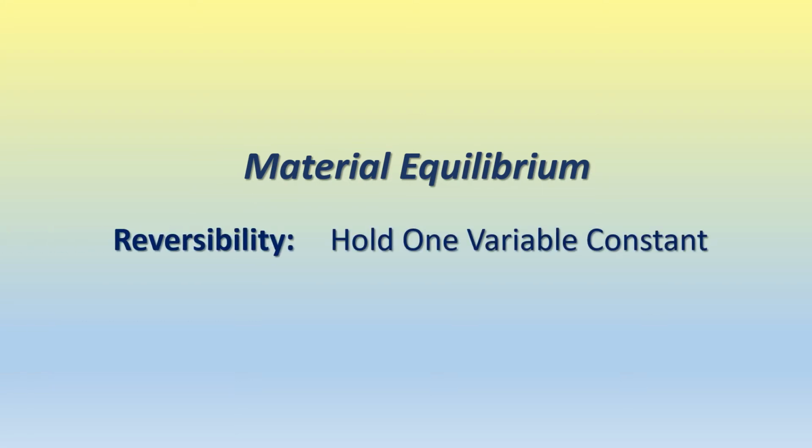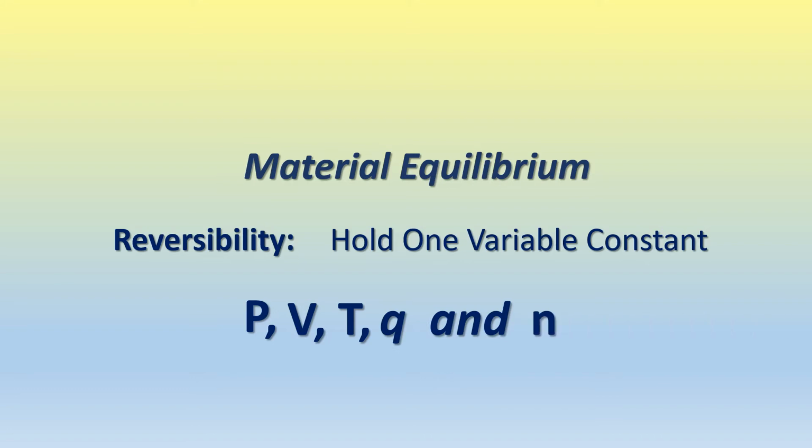Moving forward into the theory of thermodynamics to make it useful and applicable broadly, you have to look at material equilibrium. In this case, the number of moles actually changes. Remembering that reversibility requires holding one variable constant, now, in addition to P, V, T, and Q, the number of moles becomes not only useful, but central.